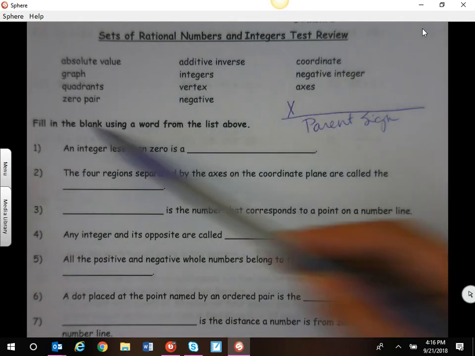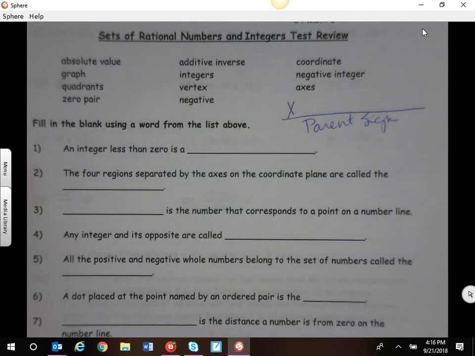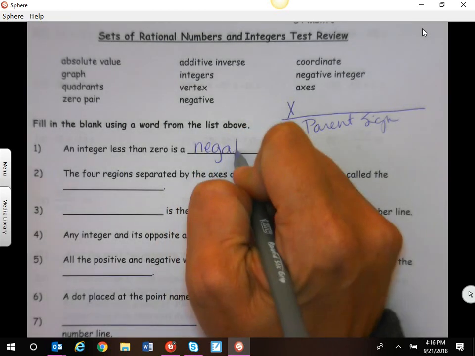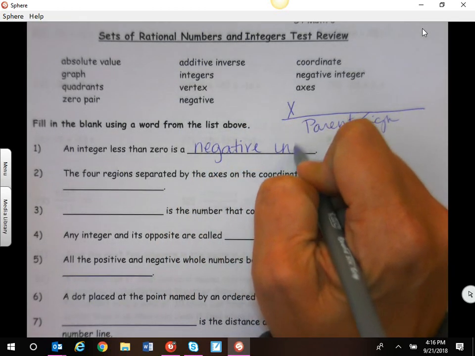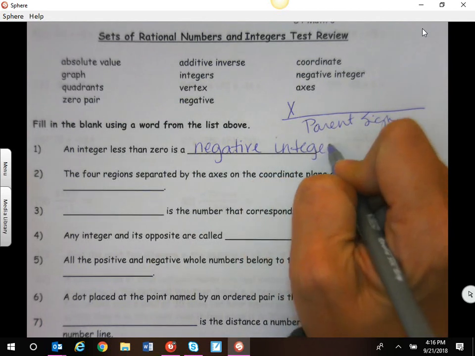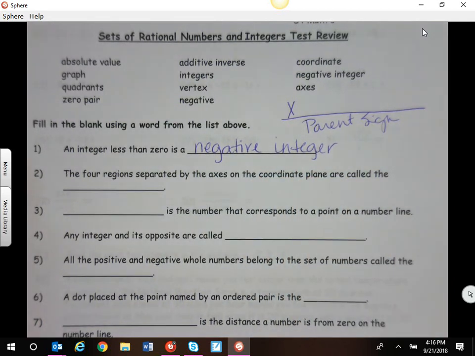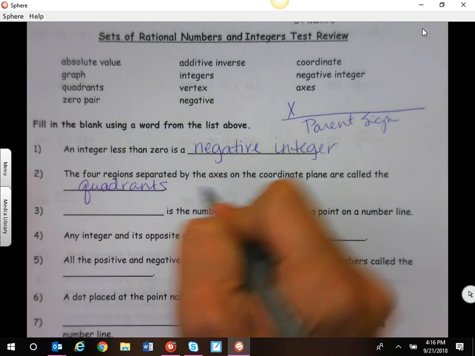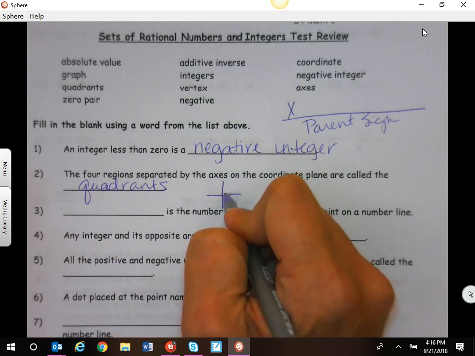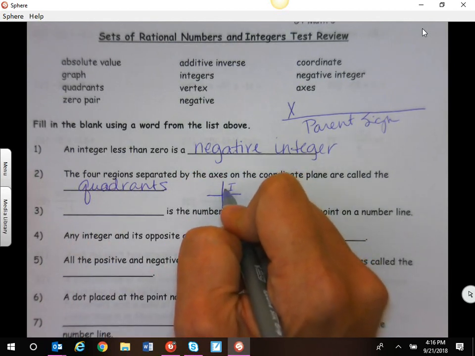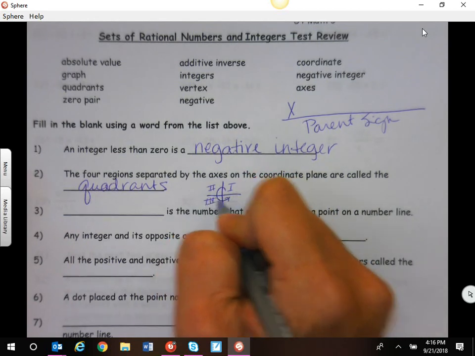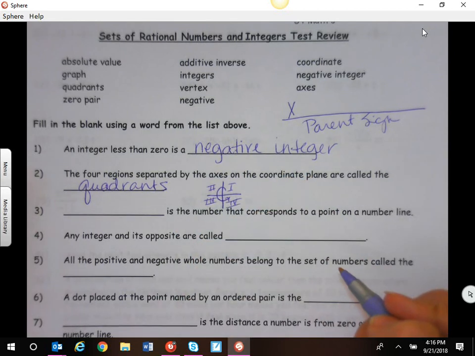Make sure that you know this vocabulary. An integer less than 0, you can tell me is a negative, or you can tell me a negative integer. Four regions separated by the axes on a coordinate plane are called a quadrant. And if you recall, when you number the quadrants, think about a clock. So here is 1 o'clock, that is quadrant 1, and make a C. 2, 3, and 4.